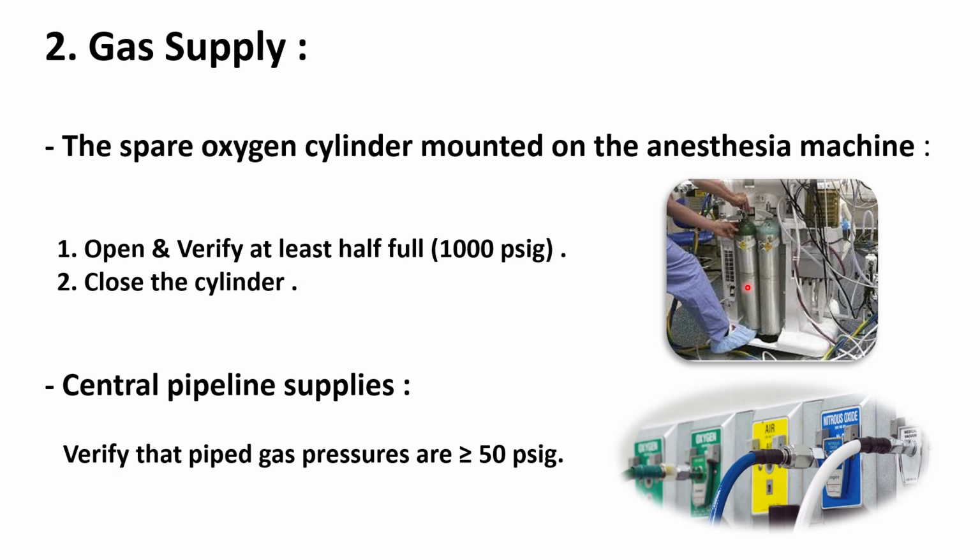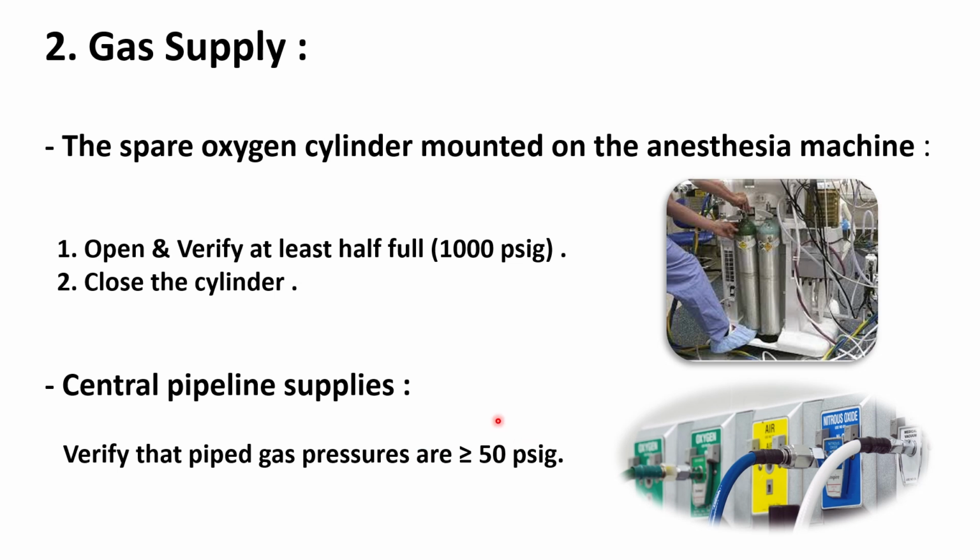I should verify that at least one of the backup oxygen cylinders at the back of the machine has a pressure of 1000 psi or more. And after checking that, you should close this cylinder. And to check the central pipeline supply, the pressure inside this pipeline should be more than 50 psi.